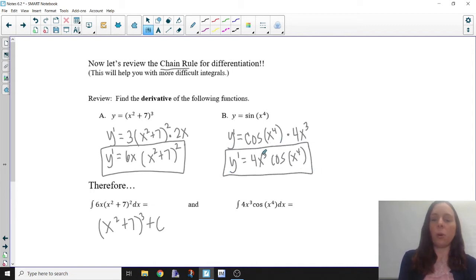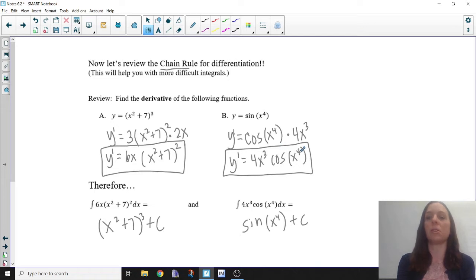Again, this 4x cubed part is only here because of the chain rule. So if I give you something like this and I say find the antiderivative of it, the only thing you're actually going to focus on is the fact that the antiderivative of cosine is sine and the inner function is x to the fourth. That's our answer here, plus c. That's the function that when we differentiated it, we got 4x to the third times the cosine of x to the fourth, right? So you don't take the antiderivative of 4x cubed.